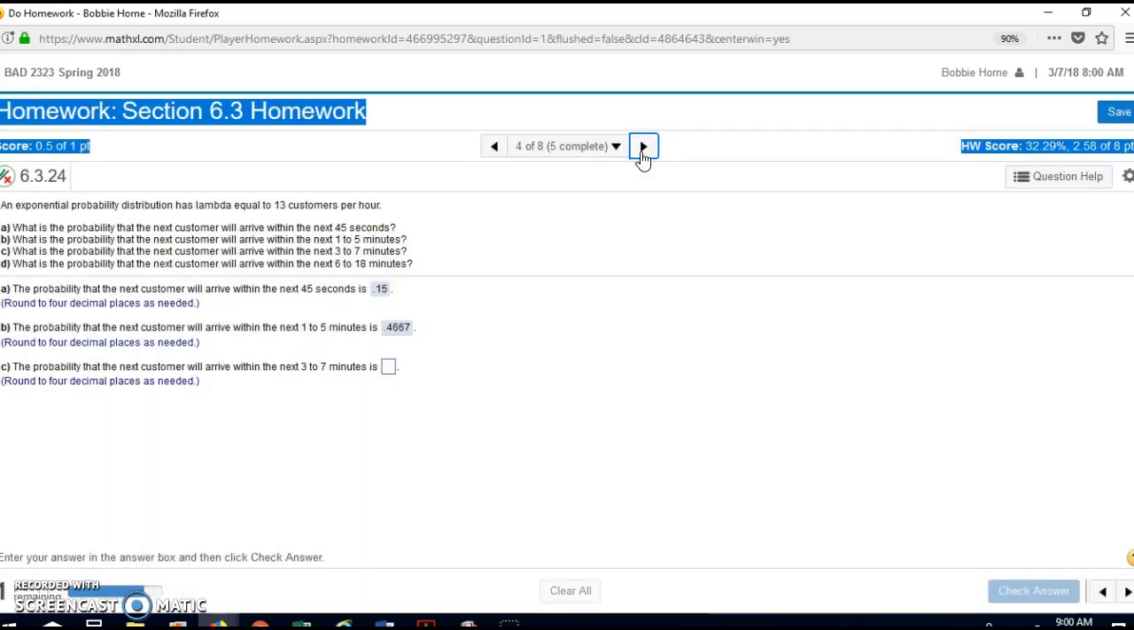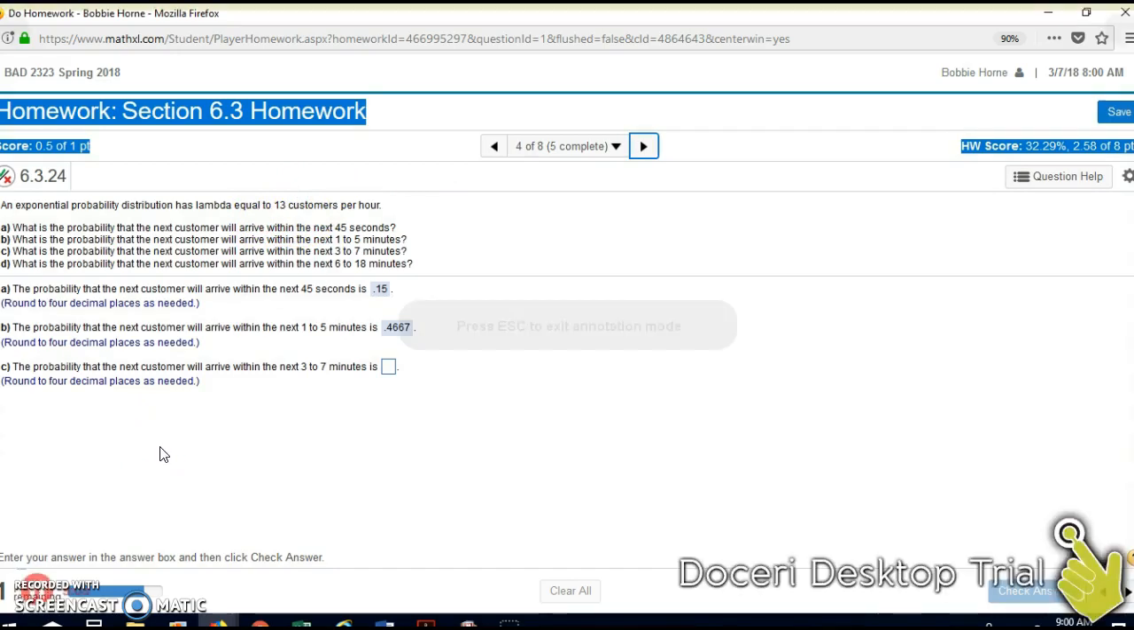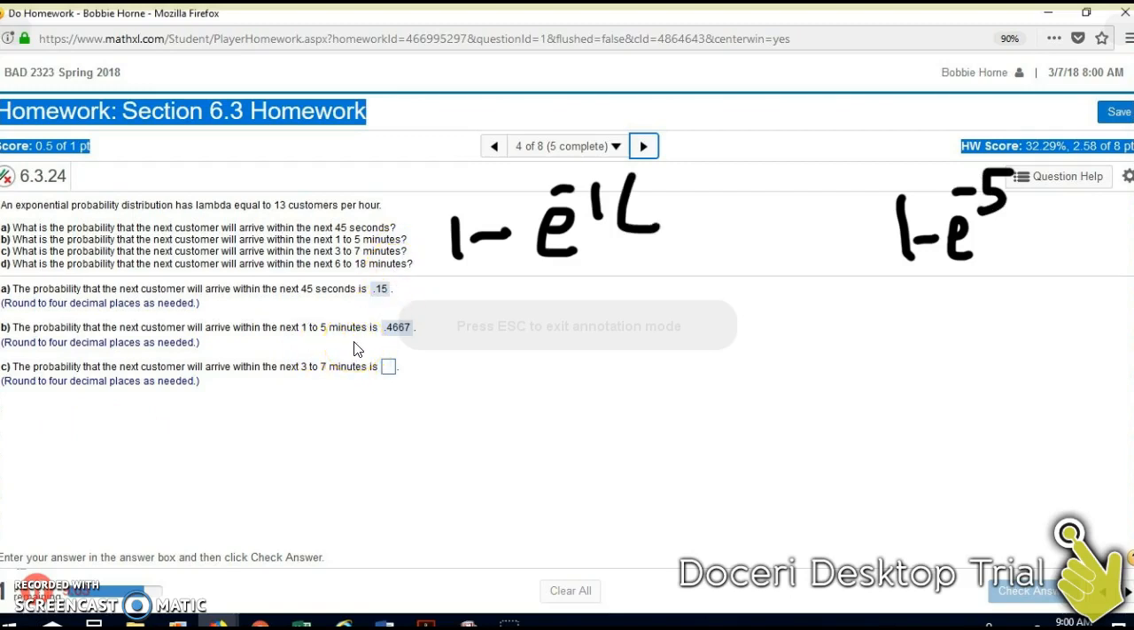And let me see if there's anything else. This one, let's see if we have enough time to do this one. This one you have to do by hand too, but let's look at B. The probability of the next customer will arrive within 1 to 5 minutes. So first we have 1 minus E to the -1 and 1 minus E to the -5 times, well, 13 per hour, but now we've got to change it to minutes. So 13 out of 60. There's 60 minutes in the hour. 13 out of 60. That's a 60 right there. I know it doesn't look like it.